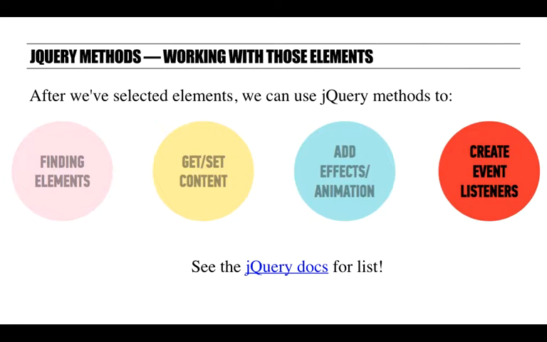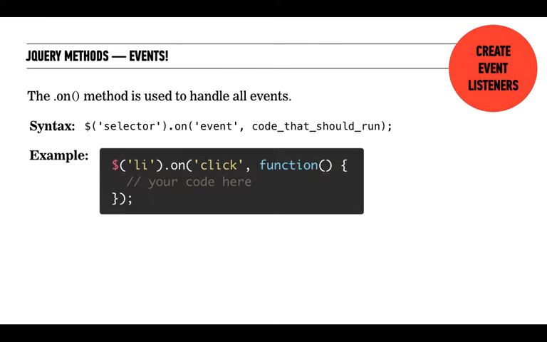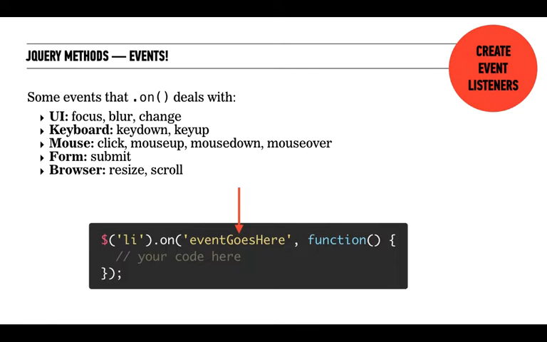So finally, the last big thing that you can do with jQuery is create event listeners. For example, here we're making a click event listener. We're saying if the user clicks on a list item, then we're going to do whatever we say here. And these are just different events that you can add to that on statement.